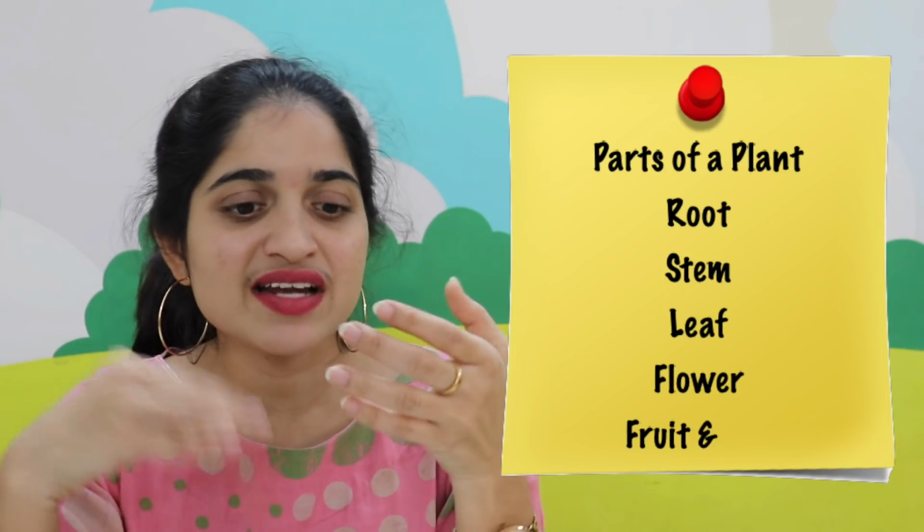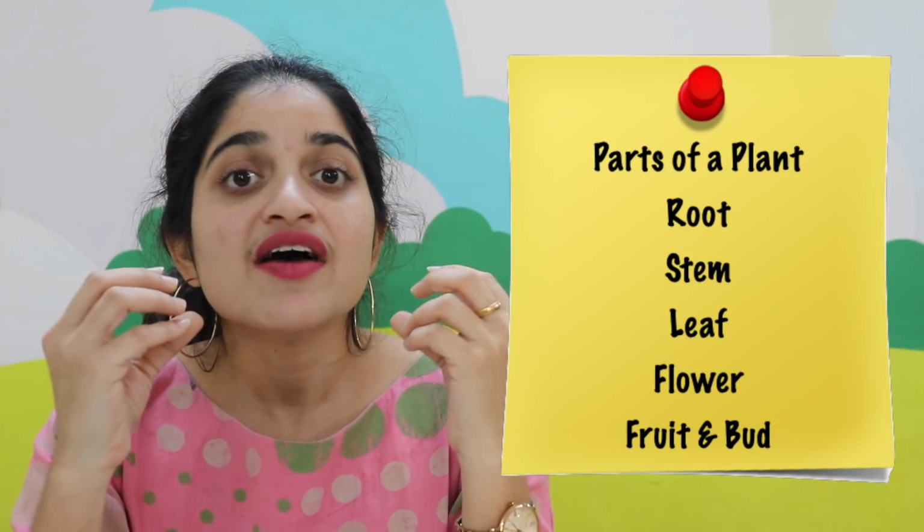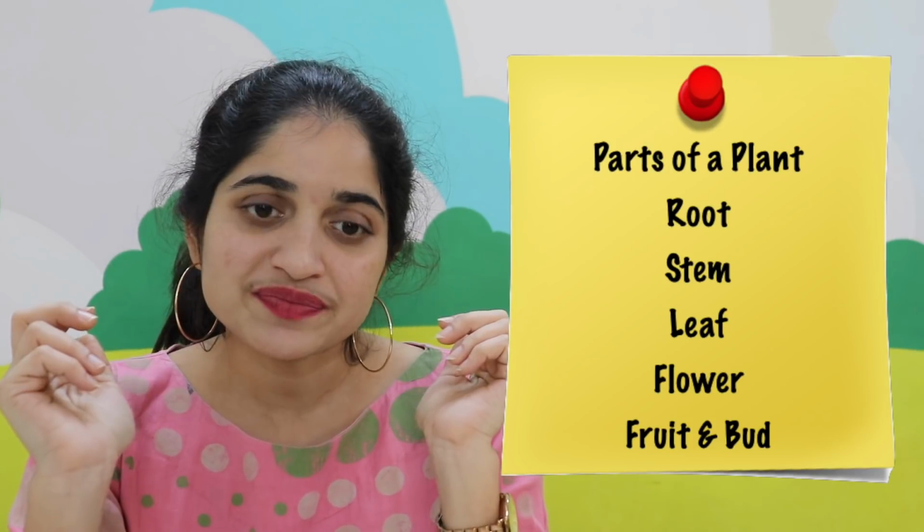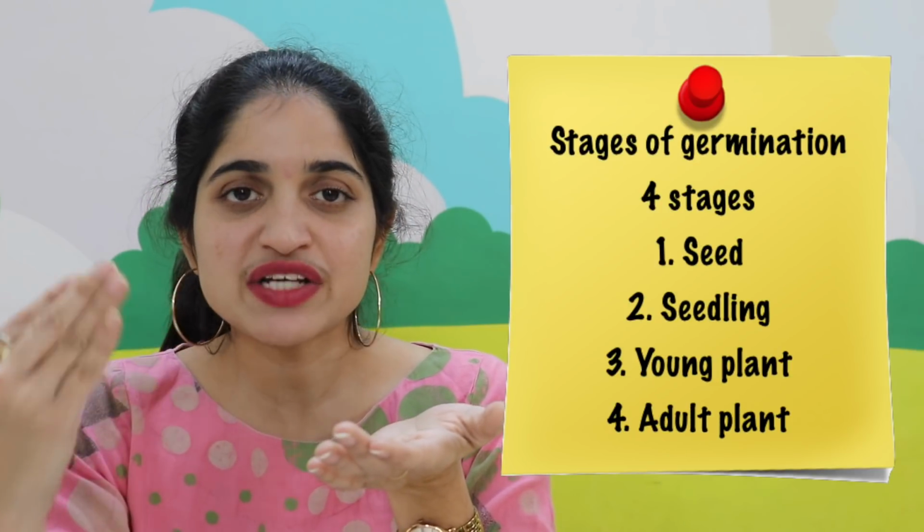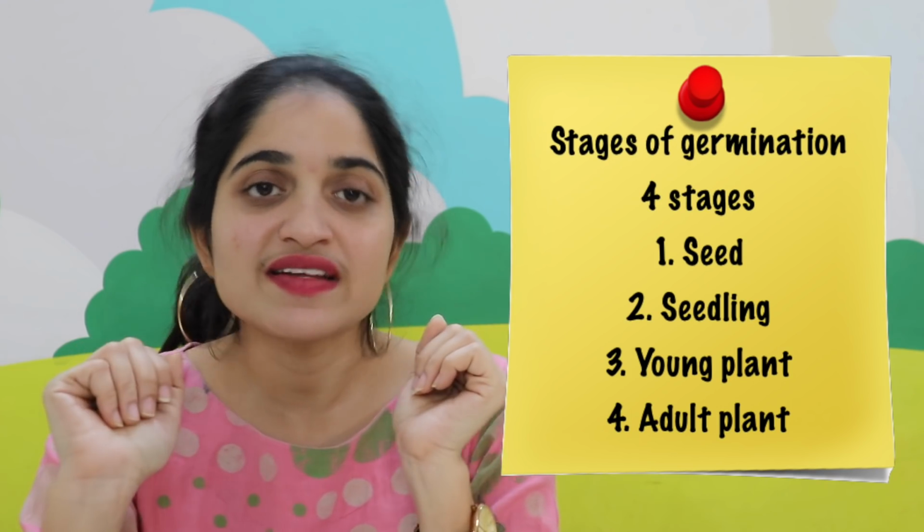and they also should know the different parts of a plant. Parts of a plant like root, stem, leaves, flowers, fruits, etc. They should arrange the stages of germination, the 4 stages of germination in the correct sequence.